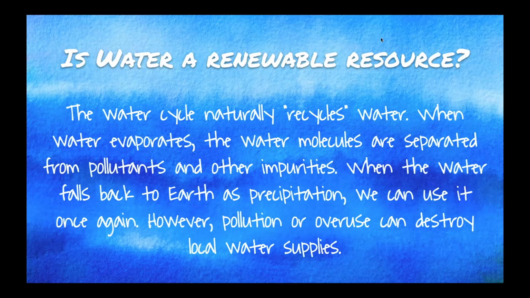Of course, you all know the water cycle naturally recycles water. When the water evaporates, the water molecules are separated from pollutants and other impurities. And then when the water falls back to Earth as precipitation, we can use it once again. But of course, with pollution and overuse, it can damage and destroy local water supplies. So yes, water is renewable, but that doesn't mean that we don't have to be careful with how we use water, how much water we use, and everything like that.